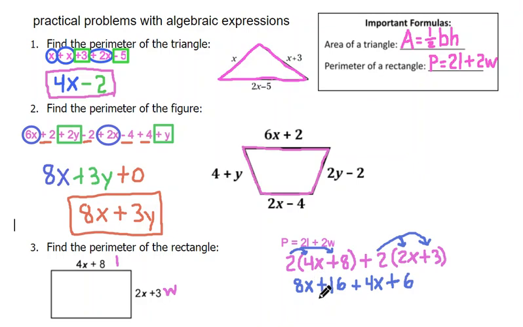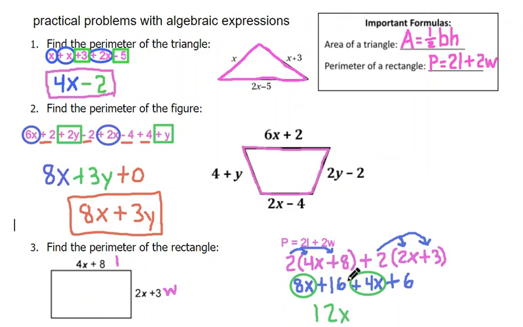Now from here, I did my distributive property, now I can combine my like terms. So what are my like terms? Well, I see I have an 8x. Can I combine that with anything else? Yes, I can. I can combine it with this 4x. And 8x plus 4x will give me 12x.